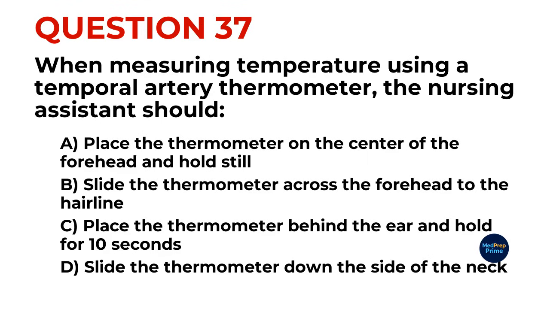When measuring temperature using a temporal artery thermometer, the nursing assistant should: Option A, place the thermometer on the center of the forehead and hold still. Option B, slide the thermometer across the forehead to the hairline. Option C, place the thermometer behind the ear and hold for 10 seconds. Option D, slide the thermometer down the side of the neck.